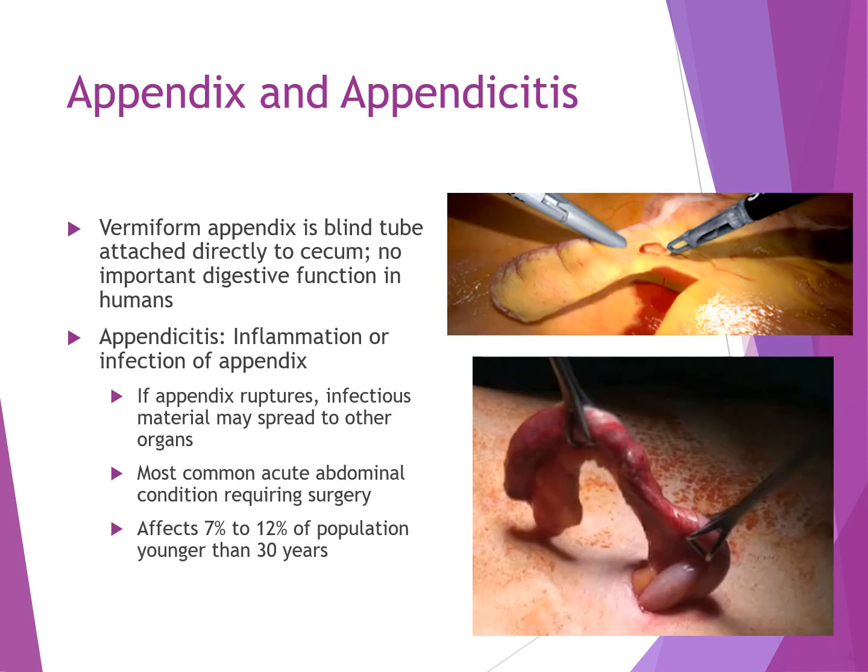The appendix is probably more trouble than it's worth. It's really not good for anything, and it typically causes trouble. About 7 to 12% of the population have appendicitis before the age of 30. Technically named the vermiform appendix, it is this blind-ended little tube that's attached to the cecum near the ileocecal valve, and like I said, has really no important function. Maybe 100 years from now, we will be born without one.